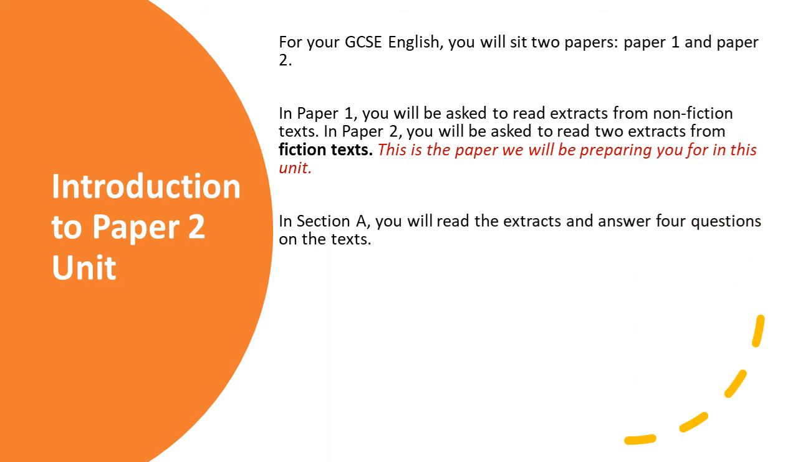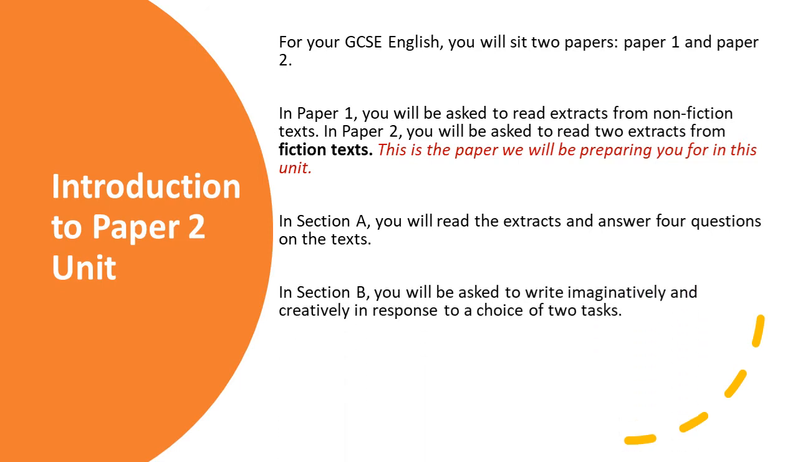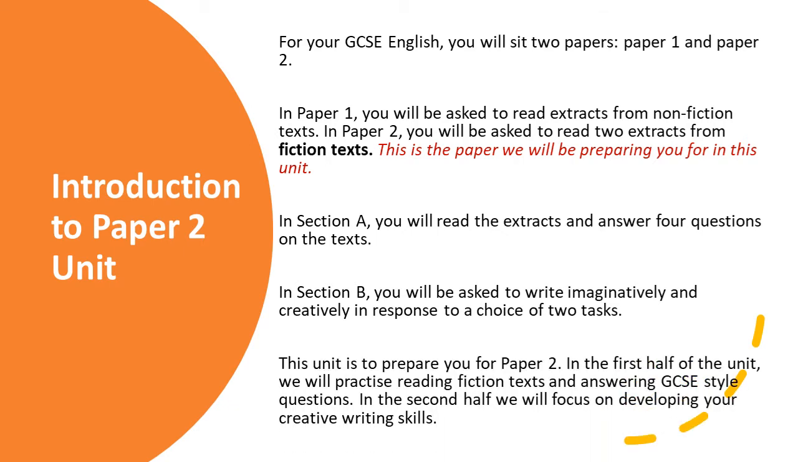In Section A, you will read the extracts and answer 4 questions on the texts. In Section B, you'll be asked to write imaginatively and creatively in response to a choice of 2 tasks. This unit is to prepare you for Paper 2. In the first half of the unit, we will practice reading fiction texts and answering GCSE-style questions. In the second half, we will focus on developing your creative writing skills.